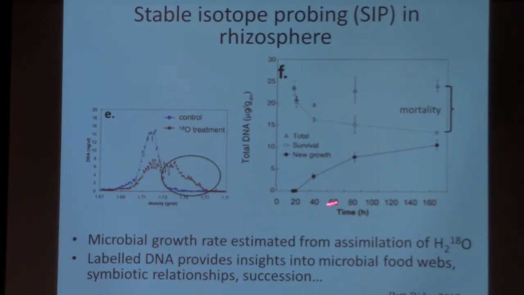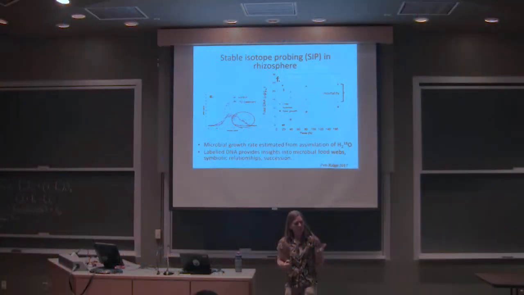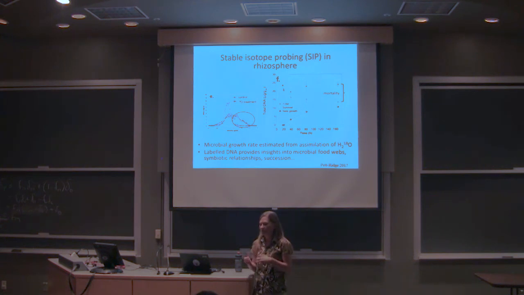And so here we've got time, so they sample it at different points in time, and they can get the growth rate of microbes. And by looking at the total DNA and subtracting out the surviving microbes, they can get the mortality rate. And so getting the growth rate and mortality rate of microbes in a living soil, this is a bit of the holy grail. It's really, really hard to study this in any other way.